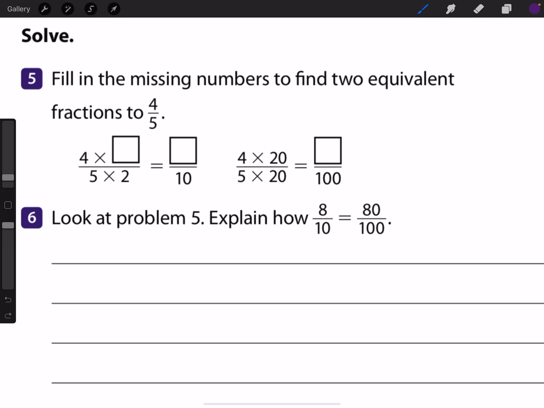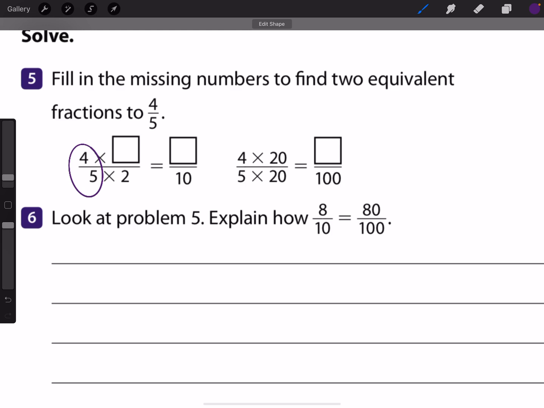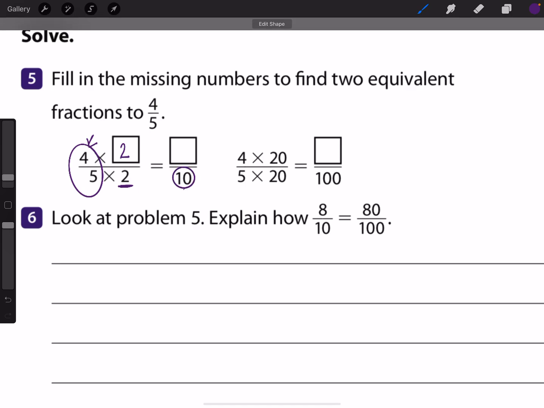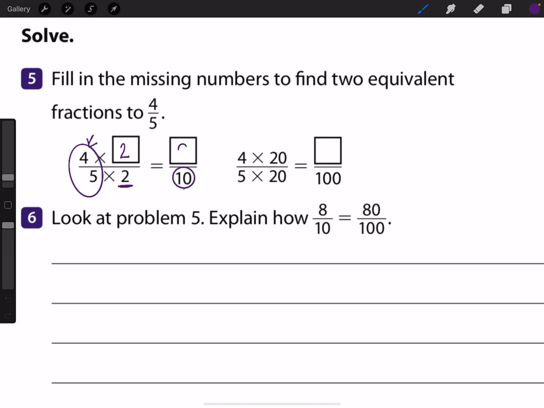Okay. So now we're looking at this fraction right here, which is 4/5. And we've already multiplied the denominator by 2. And whatever we do to the denominator, we have to do to the numerator. So if we're timesing 5 by 2, we have to times 4 by 2. That's illegal if you don't. Okay, so 5 times 2 is 10. And then we have 4 times 2, and that is 8. So this is showing 8 tenths.